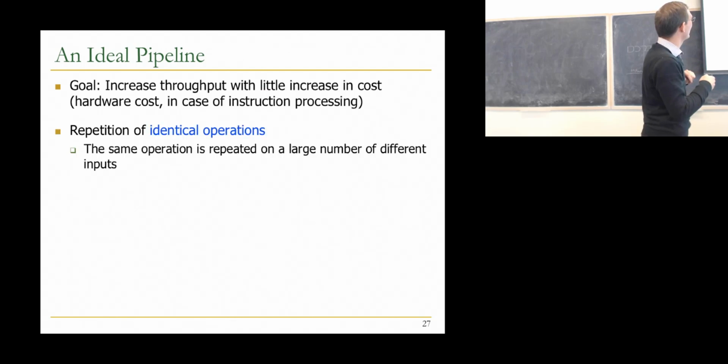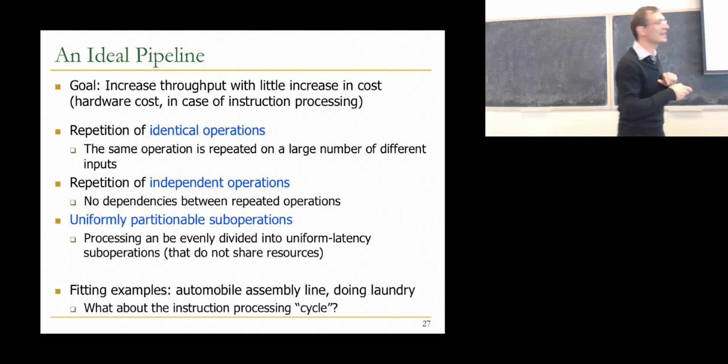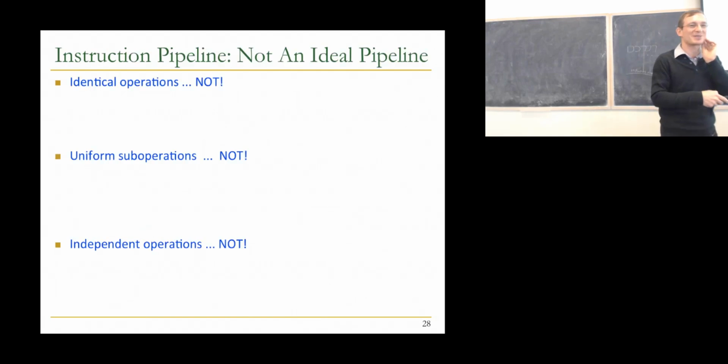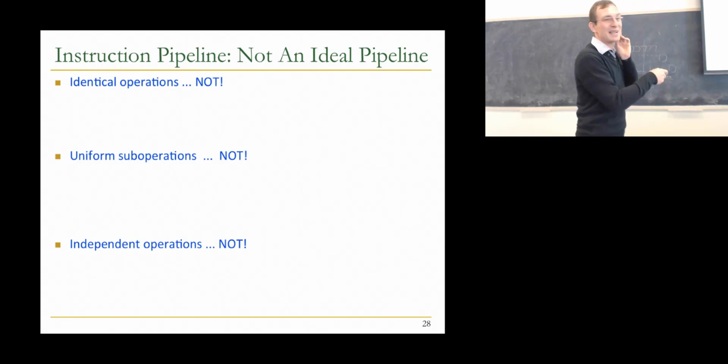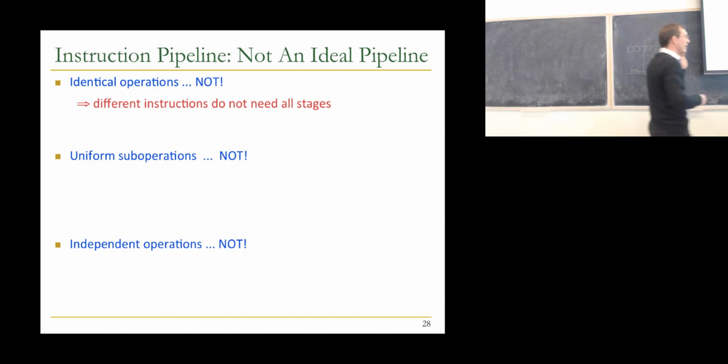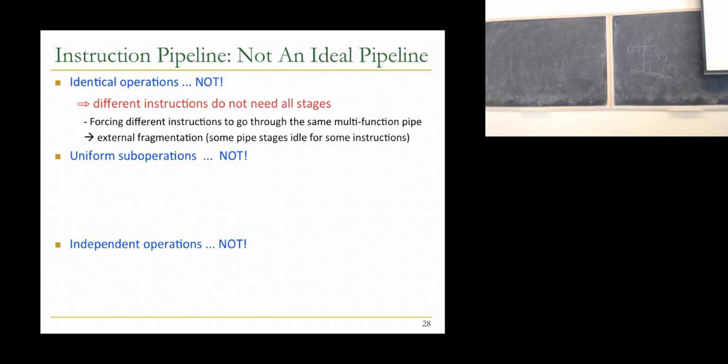So these were the ideal pipeline examples. Let's take a look at how instruction processing actually fares in terms of these ideal pipeline properties. And none of these are true for the instruction processing pipeline. You don't process identical operations in the pipeline. Different instructions do not need all stages. However, when you design the pipeline, you need to force every instruction to go through every stage. That's the idea of a pipeline. And this leads to external fragmentation from the pipeline stage point of view. Basically, some pipe stages are idle for some instructions. An add doesn't use the memory stage, for example. And that increases latency.